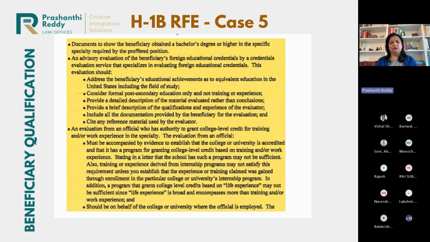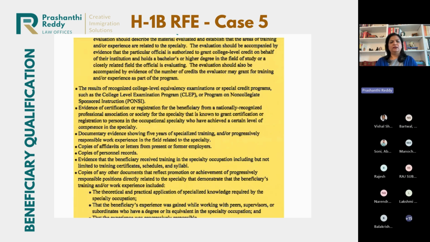3 years of work experience, which is equivalent to 1 year of degree. That's what it says here in this page. Next. And usually an evaluator will show that the 3 years of work experience is equivalent to 1 year of degree. You can go to the next page.